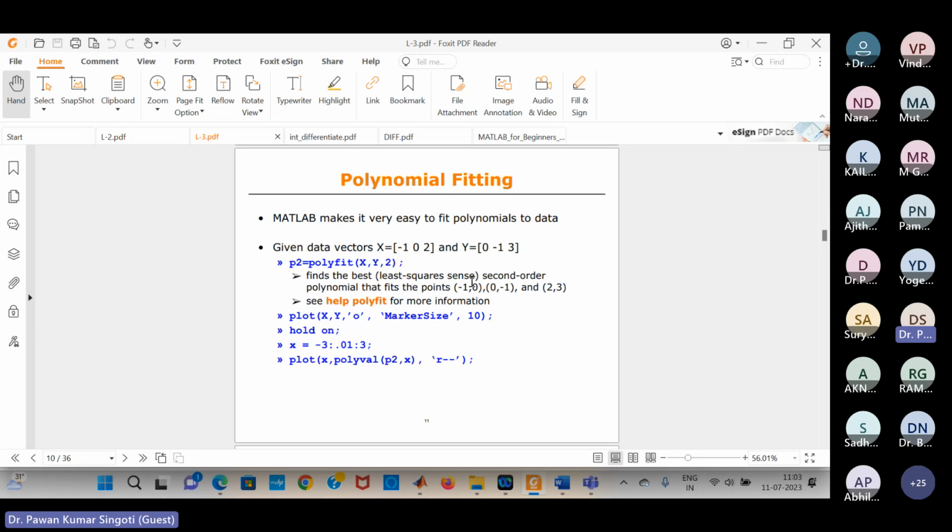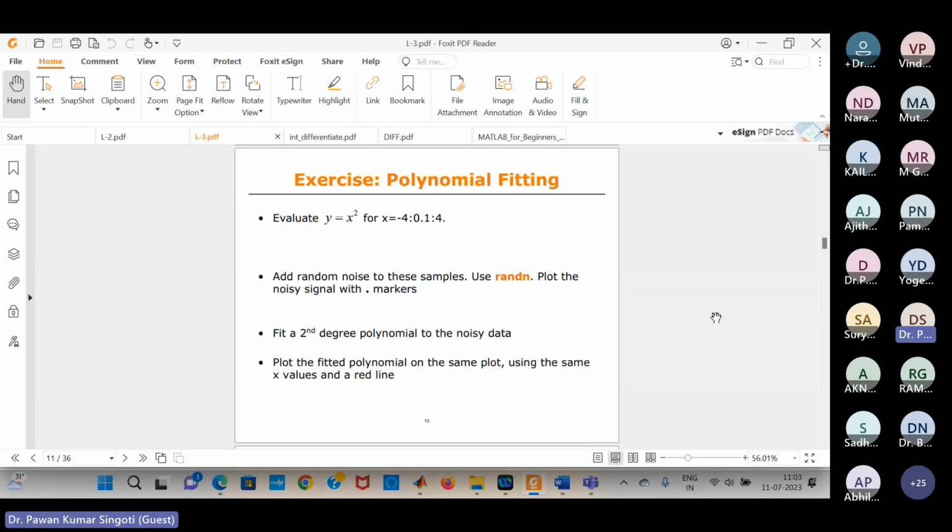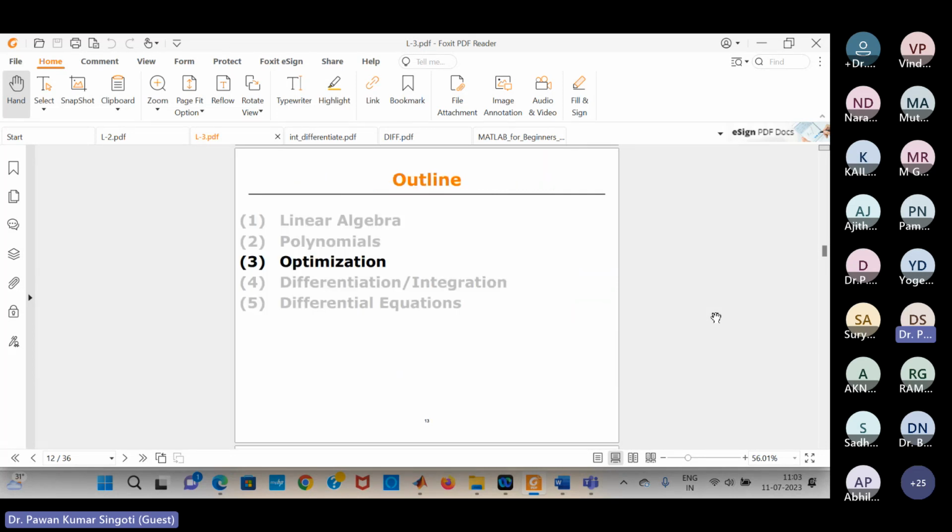Find the best least square sense second order polynomial that fits between the points (1, 0), (0, -1), and (2, 3). For more information, you can go to polyfit. You can change the marker size, you can change the marker face, and all the things which were already discussed in the previous session. Okay, so these are the exercises I will share at the end of this session.